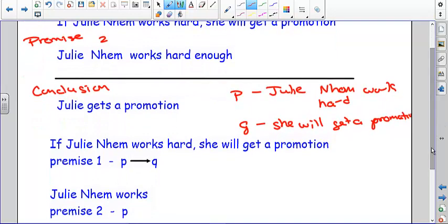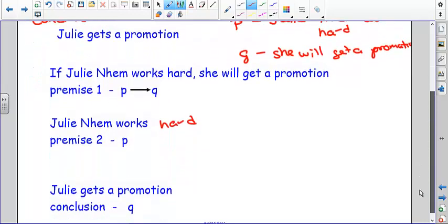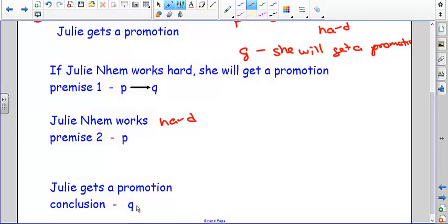The second premise, Julie Nem works hard. I left off enough here. She works hard. Okay, works hard. I forgot to write that in there. She works hard. So by our definition of what the statements are, that's just statement P. So the second premise is P by itself. The conclusion is statement Q, basically. She gets a promotion. Julie gets a promotion. So we identify the conclusion as Q, just the statement Q. So we've got the first premise, if P then Q, the second premise P, the conclusion Q.